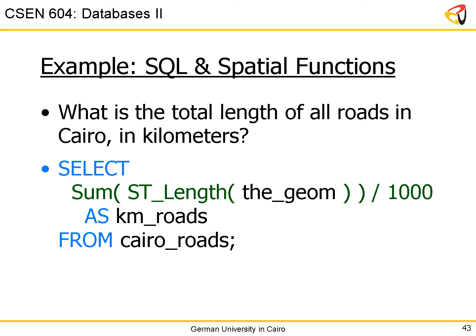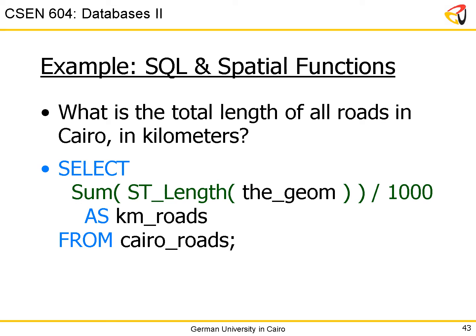Here are more examples of working with PostGIS. Okay, let's try to read the query first. It says select sum ST_Length of the geometry divided by 1,000 as kilometer roads. You see I'm mixing SQL and spatial here nicely, from Cairo roads. What am I trying to do here? I am summing up the lengths of all these streets in Cairo.